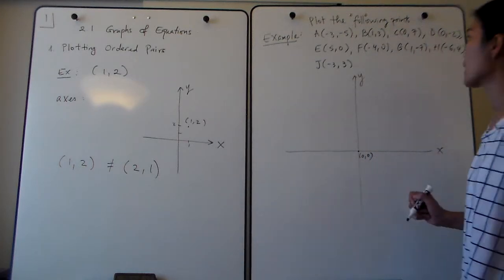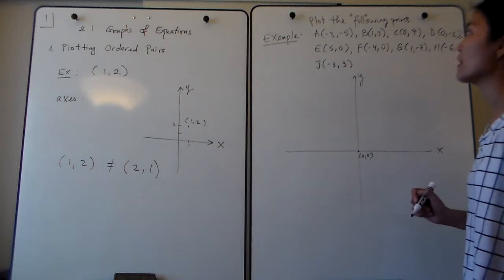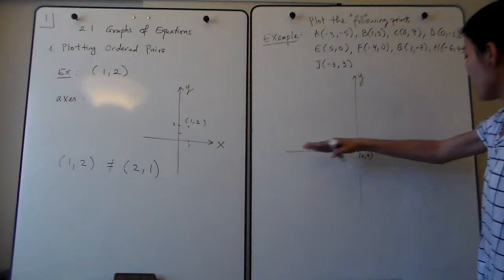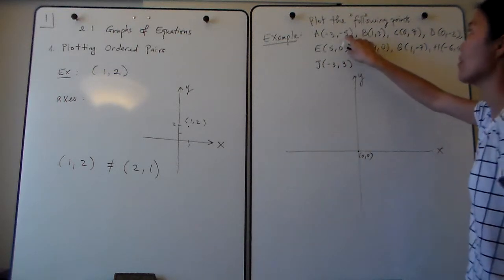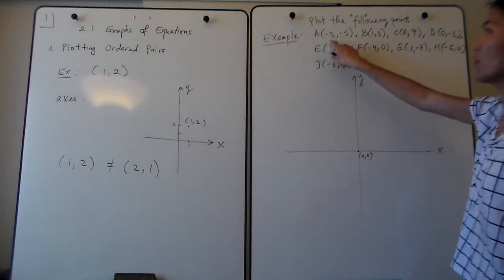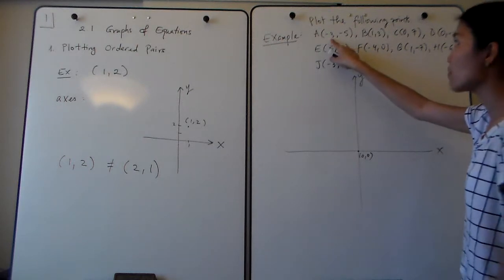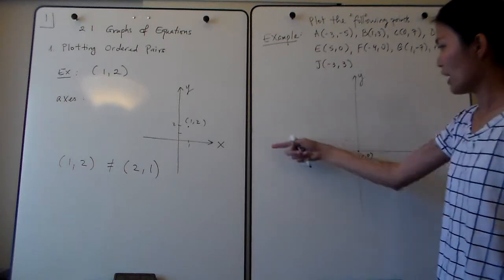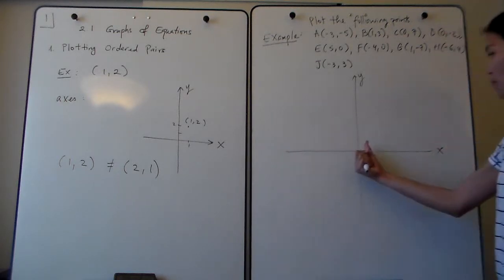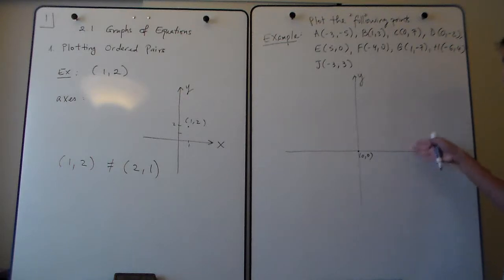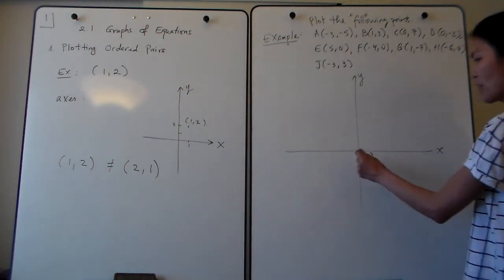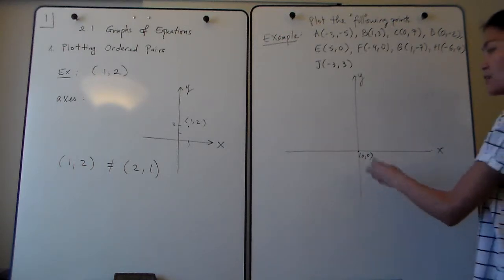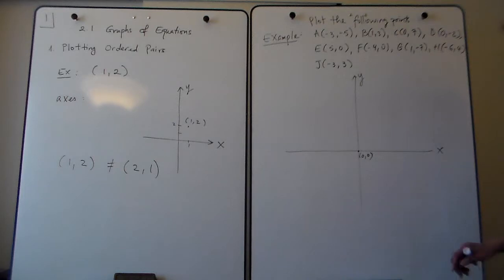Okay, 0, 0. Now let's start with point A, -3, -5. This first coordinate right here is on the x-axis, okay? The second coordinate is on the y-axis. So I'll start off with -3 right here. So -3 from the 0 on the x-axis. On the left is the negative x-axis. On the right is the positive x-axis. Any number that is positive is on the right of the x-axis. Any number that is negative is on the left of the x-axis.